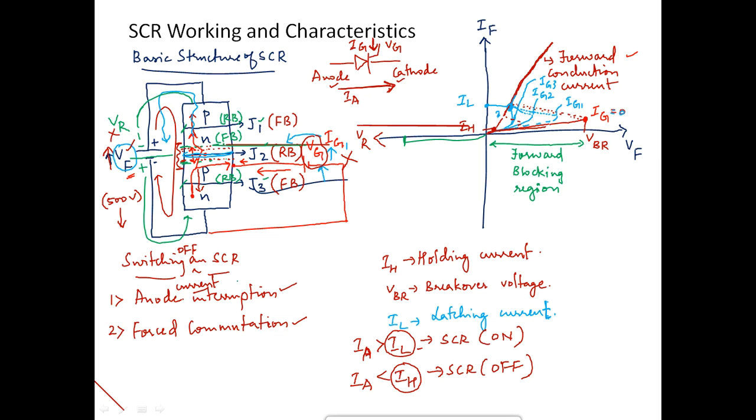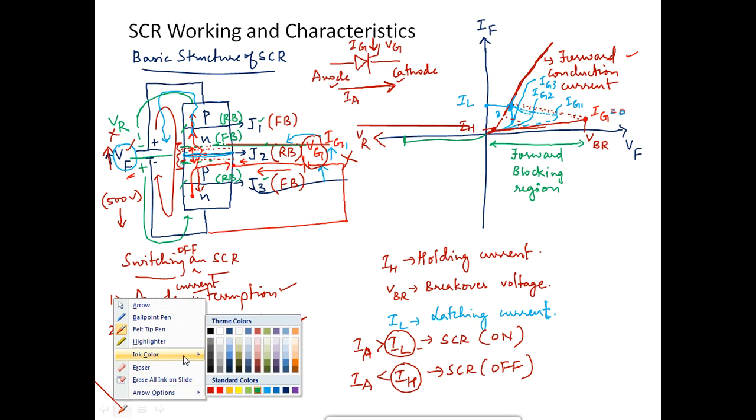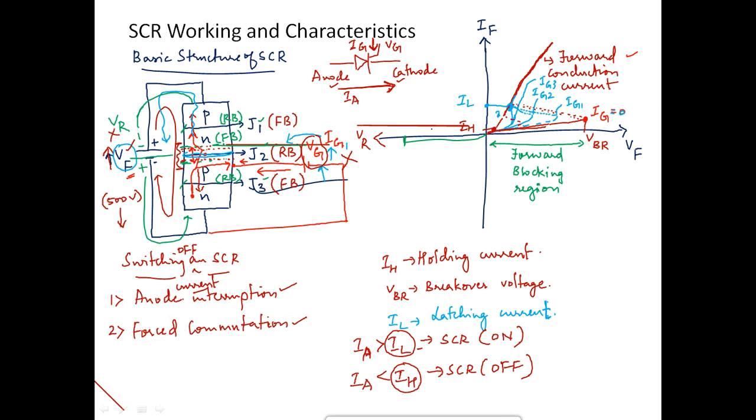So this particular stage is called the reverse blocking region. Reverse blocking region, because again here also there is absolutely no current, right? Whatever current is there, it is mainly due to the flow of the minority carriers. So this is called reverse blocking region. Okay, fine. So what happens after that stage if I further increase VR?